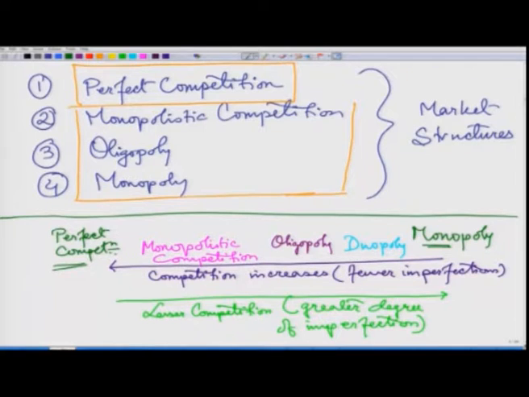So the degree of monopoly power, the control over the market, increases slowly, and if there is any inefficiency, then the level of inefficiency most likely increases from perfect competition towards monopoly, from perfect to monopolistic, monopolistic to oligopoly, oligopoly to duopoly, duopoly to monopoly. It's like that. So what is the importance of understanding the different market structures?